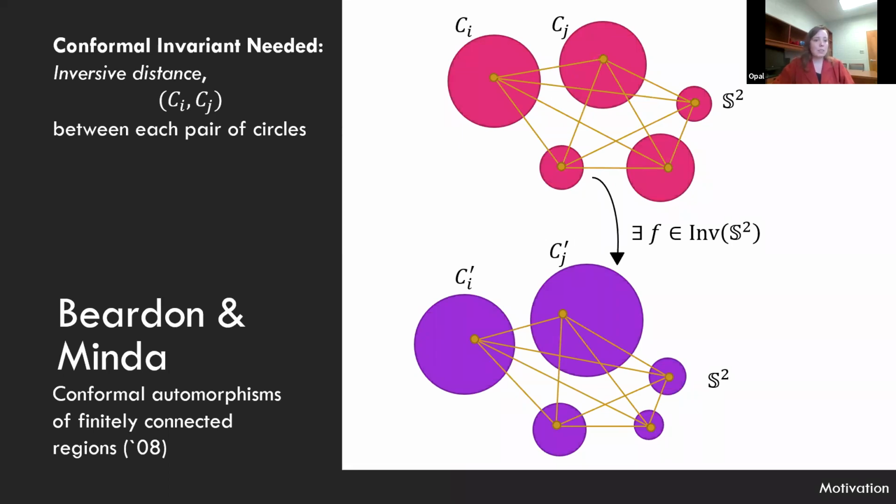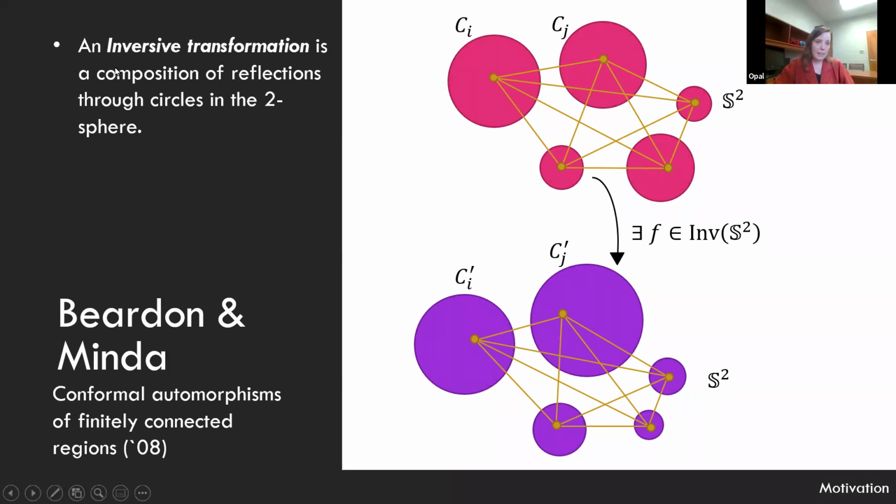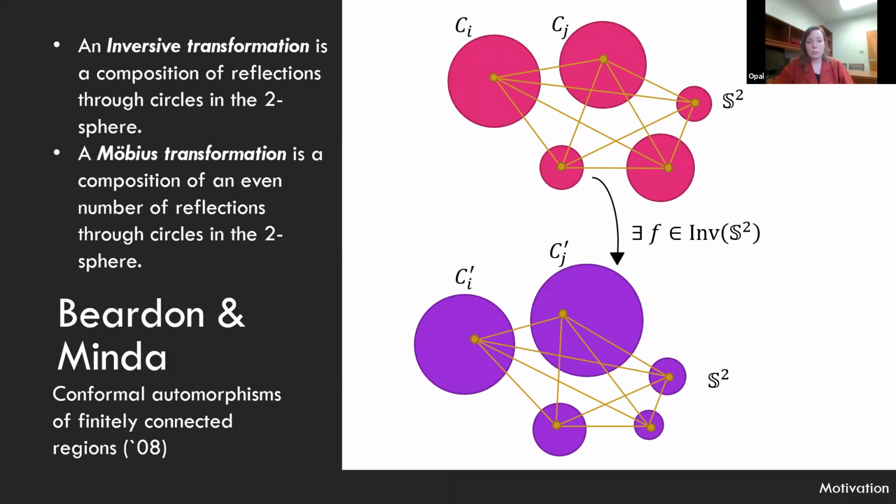And so at this point, I want to say that an inversive transformation I'm considering to be a composition of reflections through circles in the two-sphere. And I'm reserving the term Mobius transformation to mean a composition of an even number of reflections through circles in the two-sphere. This is different than Beardon and Minda use. They call a Mobius transformation what I call an inversive transformation. I'm reserving the Mobius transformation for the orientation preserving transformations. So that's one of their theorems.